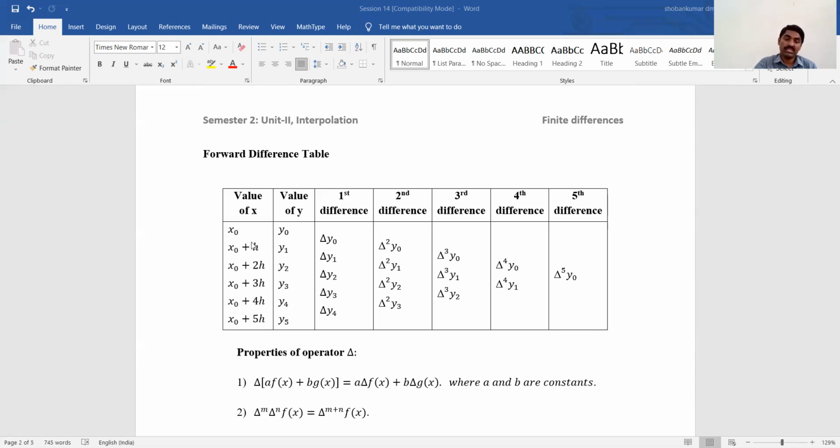Here we have 6 arguments, and the corresponding values of entries are y0, y1, y2, y3, y4, y5. Now we have to find the forward differences. Here y1 minus y0 is delta y0, y2 minus y1 is delta y1, y3 minus y2 is delta y2, y4 minus y3 is delta y3, and y5 minus y4 is delta y4. These are known as first forward differences.